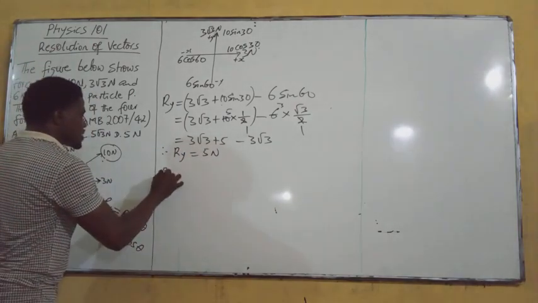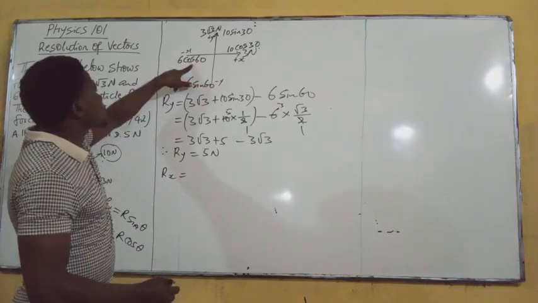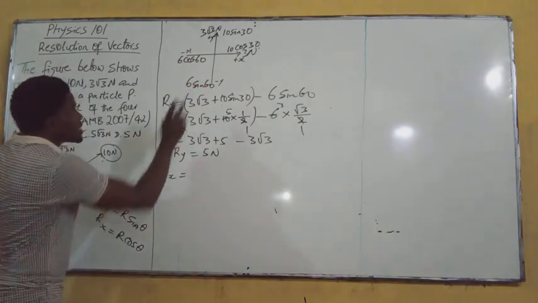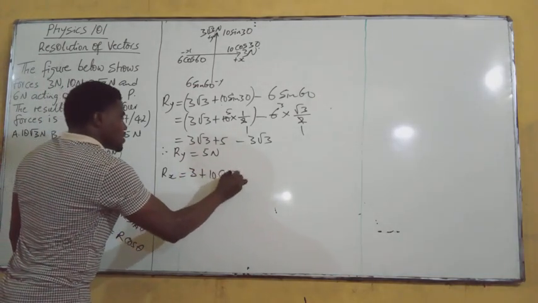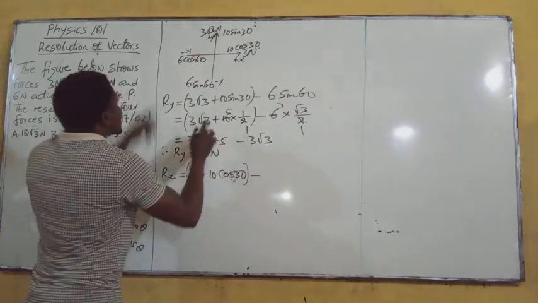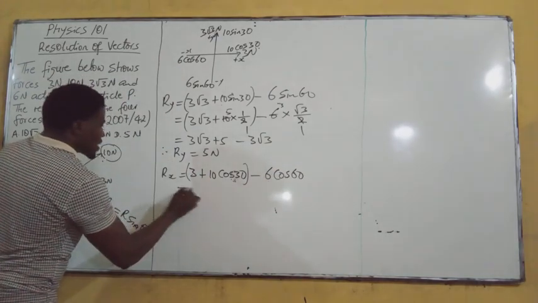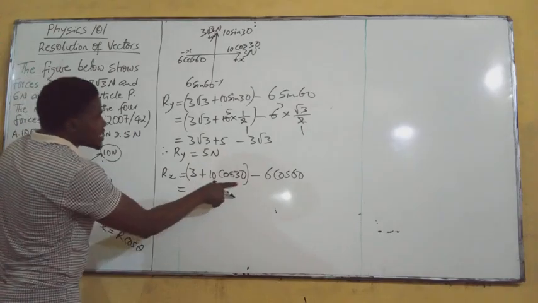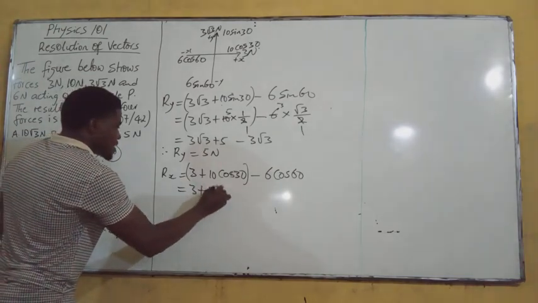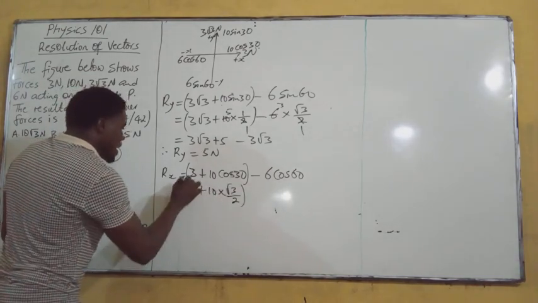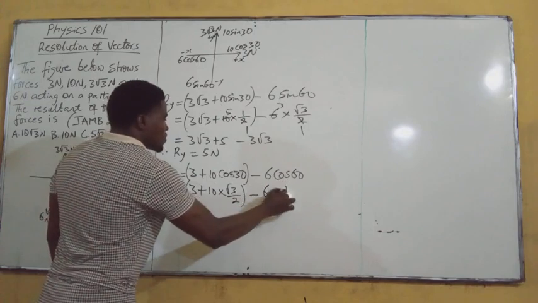Also, to find my Rx, Rx is the horizontal component, which is the sum of the positive side of x minus the sum of the negative side of x. That is 3 plus 10 cos 30 minus 6 cos 60. Now, likewise, we are going to get what is cos 30. Cos 30 is the same thing as sine 60, which is root 3 over 2. So I'm going to have here 3 plus 10 times root 3 over 2 minus 6 times cos 60, and cos 60 is the same as sine 30, which is 1 over 2.